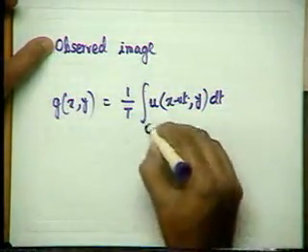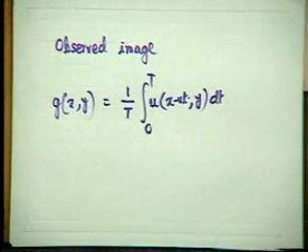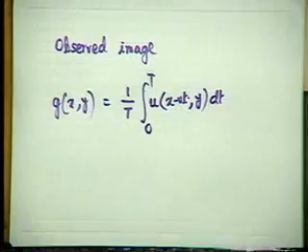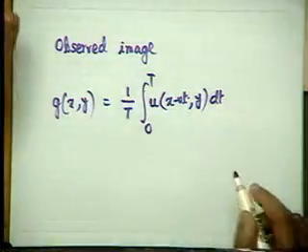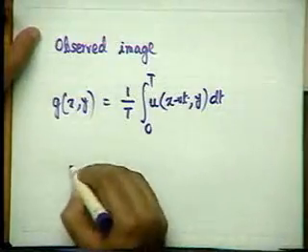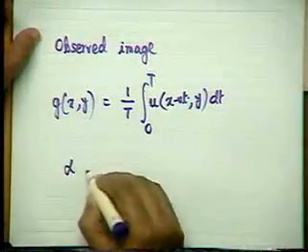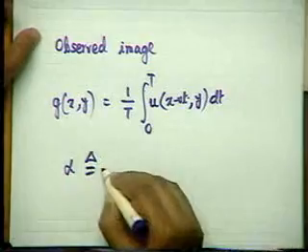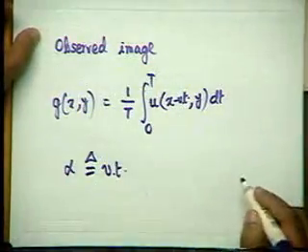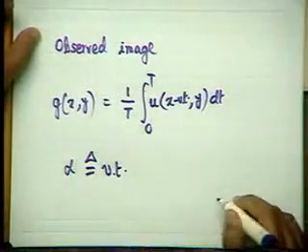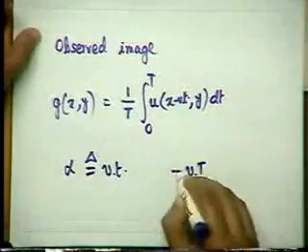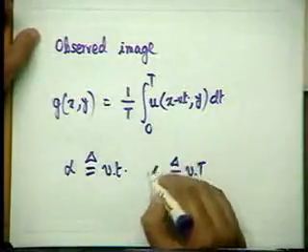0 to capital T, because capital T is the aperture time. Now, in order to simplify our definition, we define a parameter alpha as V into T. So instead of writing V into T, we will be writing alpha, and we also substitute, instead of V into capital T, we write it as alpha 0.